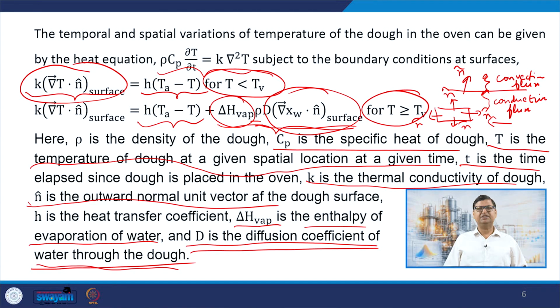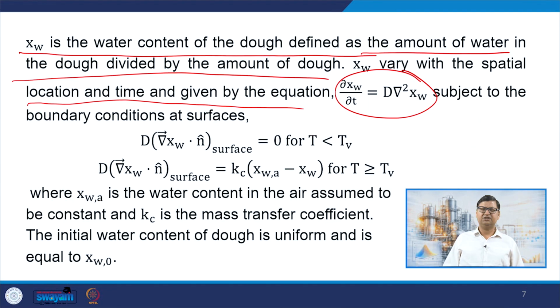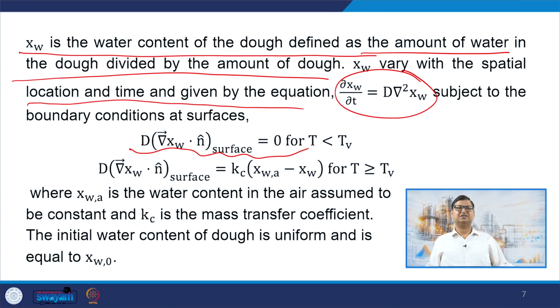So, we had two conditions, one for the temperature less than Tv and one for the temperature higher than or equal to Tv. Similarly, for the moisture also we have two conditions, one for temperature less than Tv, right, and that is the diffusive flux at the surface is assumed to be 0, right, because for T less than Tv no moisture is evaporating, so it cannot escape, right.